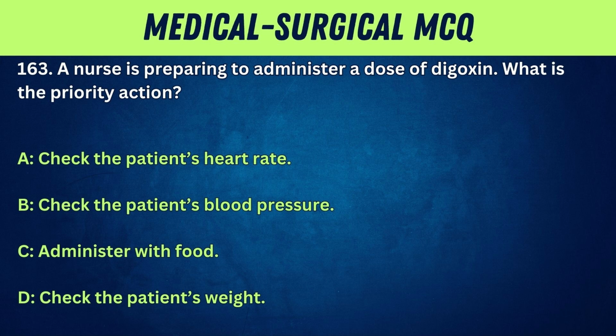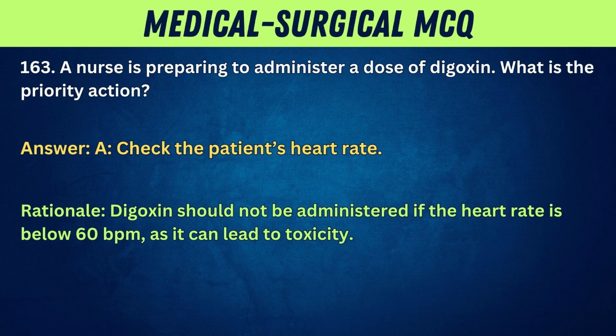163. A nurse is preparing to administer a dose of digoxin. What is the priority action? A. Check the patient's heart rate. B. Check the patient's blood pressure. C. Administer with food. D. Check the patient's weight. Answer: A. Check the patient's heart rate. Rationale: digoxin should not be administered if the heart rate is below 60 bpm, as it can lead to toxicity.